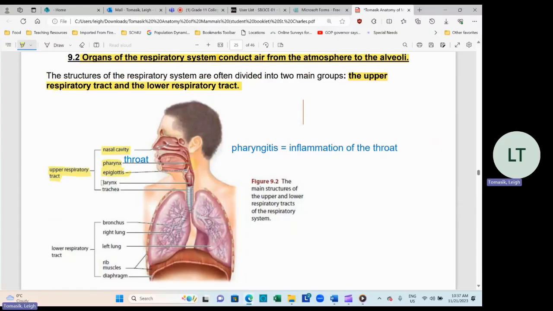Beneath, so now we have gone down into what's called your trachea, right? We've gone down that sort of airway that leads to your lungs. At the very top of your trachea, we have something called the larynx. Your larynx is your voice box.